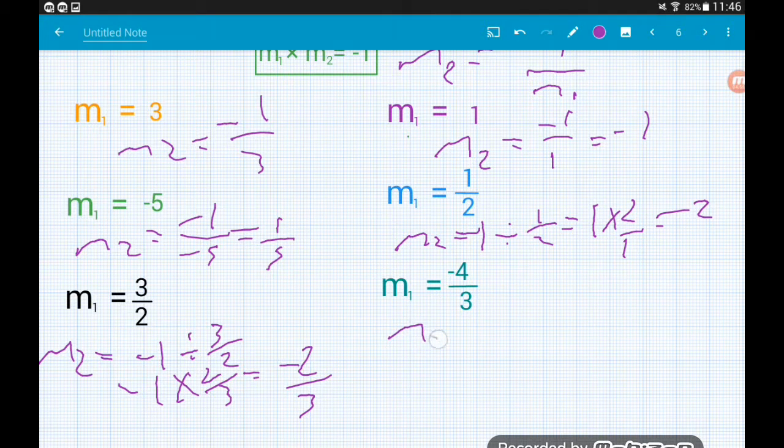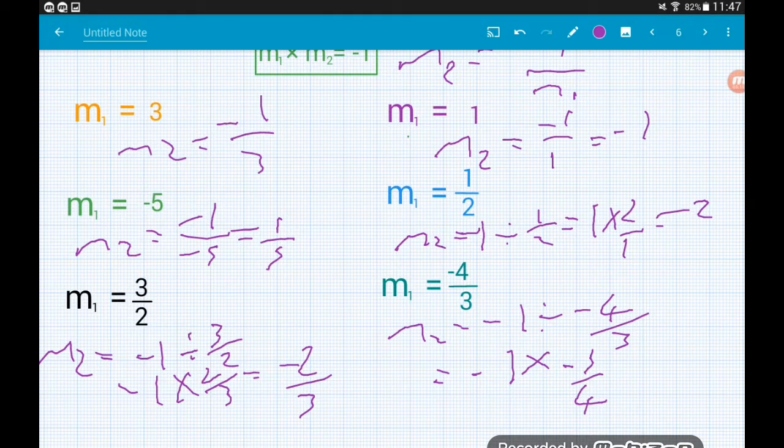Well, m2 then is going to be -1 divided by -4 thirds, which would become -1 times, now when we flip -4 thirds over, it's going to give us -3/4. So we've got -1 times -3/4, that gives us +3/4. So the perpendicular gradient to -4 thirds is +3/4. Okay, so that's how we find perpendicular gradients. Let's have a look at some trickier questions.